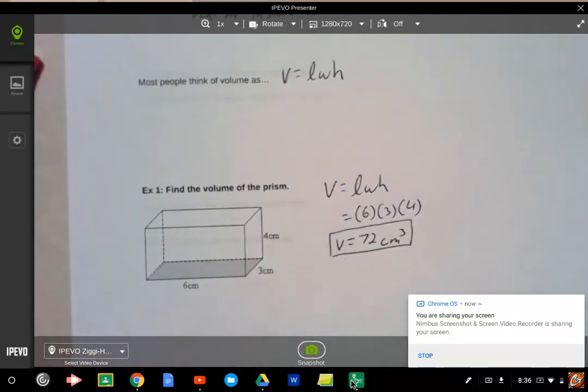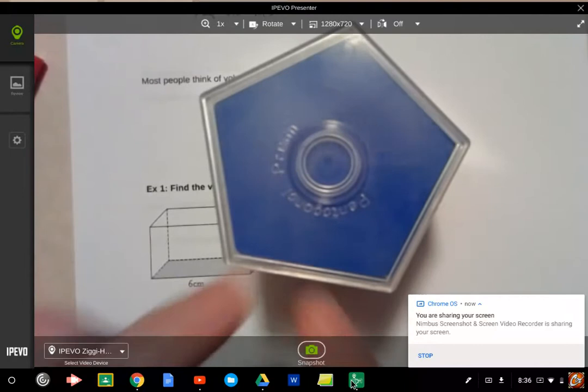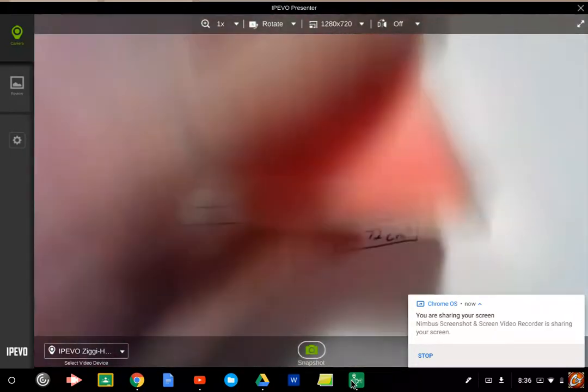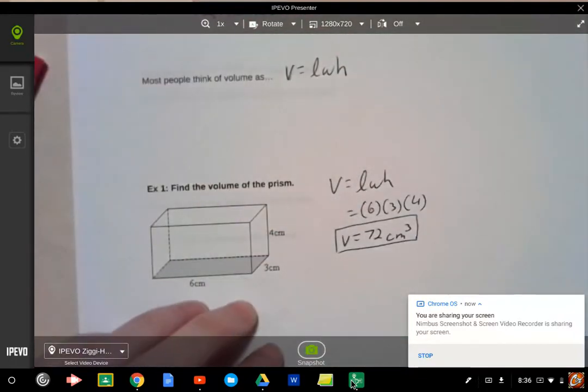So that works fine with a rectangular prism. But what if it's not rectangular? Would that work with this shape? No, because I don't have a length and a width the same way. How would it work with a triangle? I don't have that length and width. So let's investigate something a little bit.